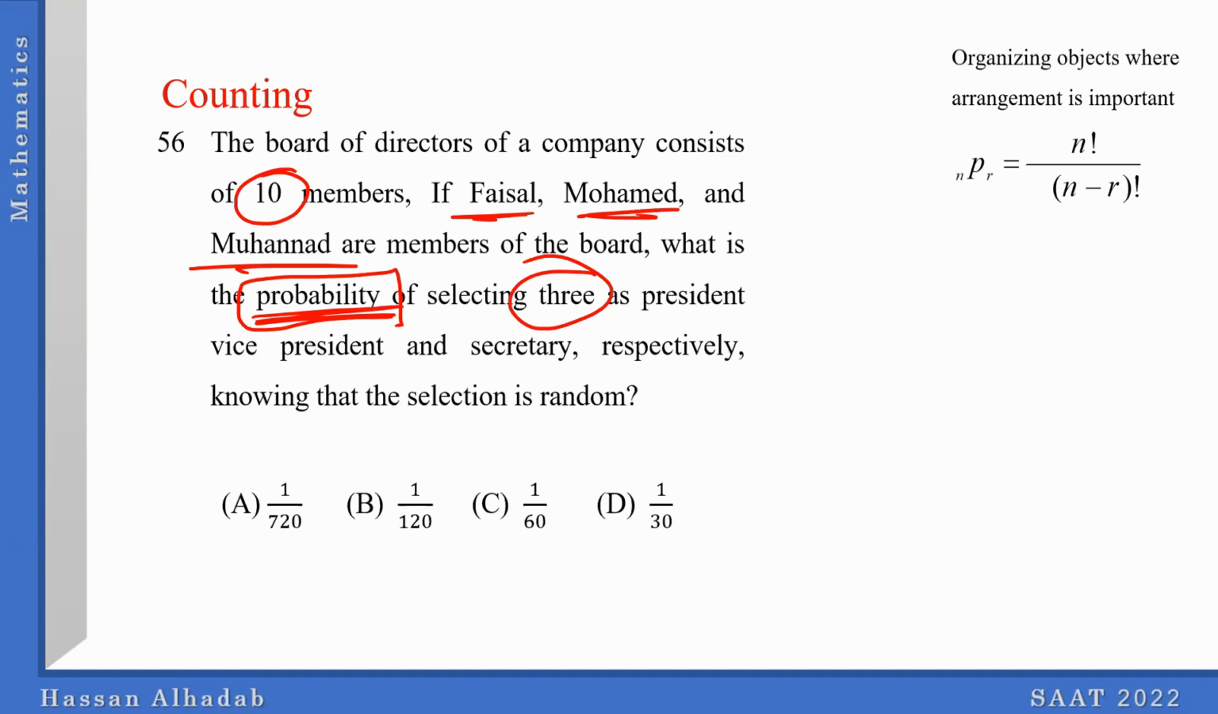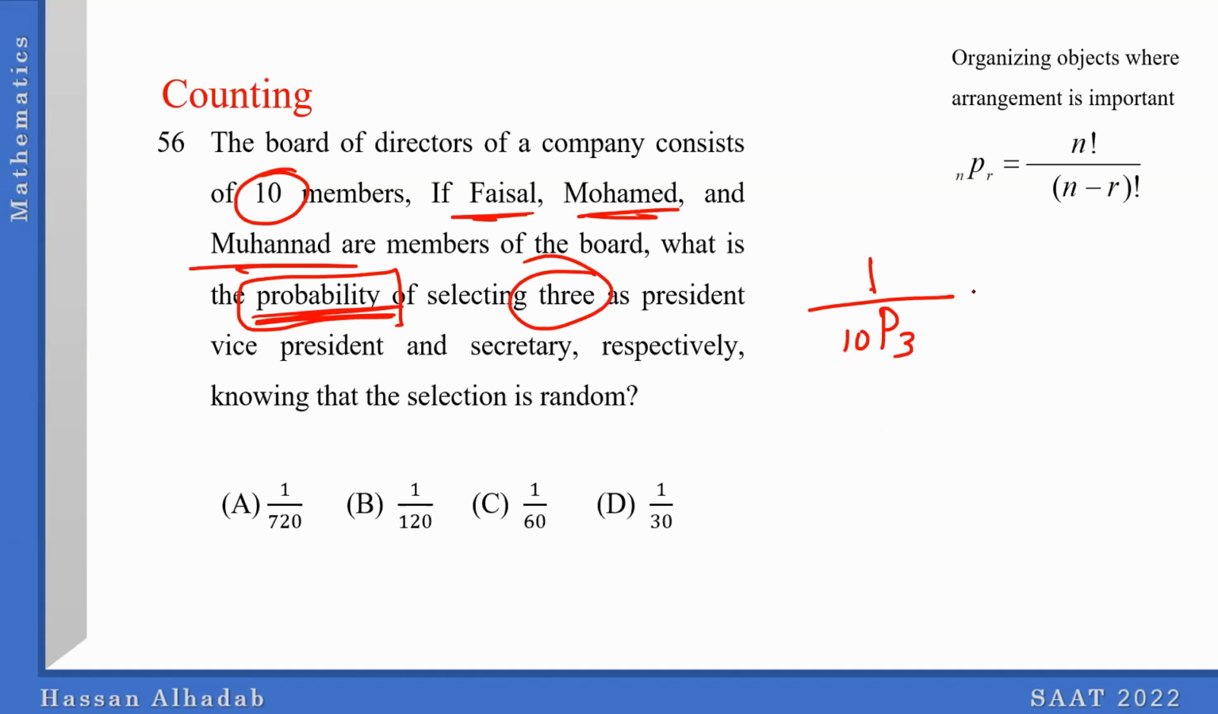Yes or no? Yes, sir. Yes, because if you want to select these 3 in this order, there is only one chance over how many ways you can select these 3, which is 10P3. Okay, so this is the answer.